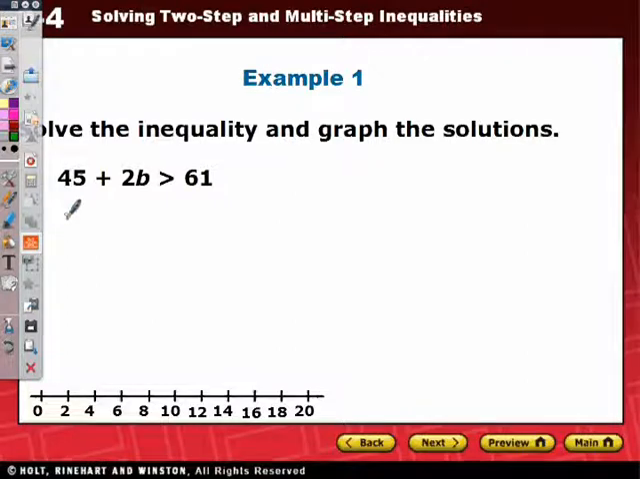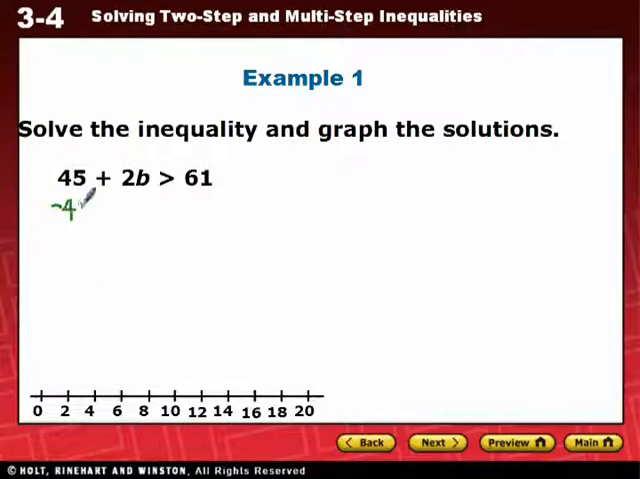So the first thing I'm going to do is subtract 45. By the way, a lot of you have been having trouble with this. You've been wanting to add even when things are positive out front. So remember, if this is plus 45 out here, then we have to subtract 45 from both sides. That happened a lot on the test. So it's gone, and we have 2b is greater than 16, and then we're going to divide both sides by 2, so you should get b is greater than 8.